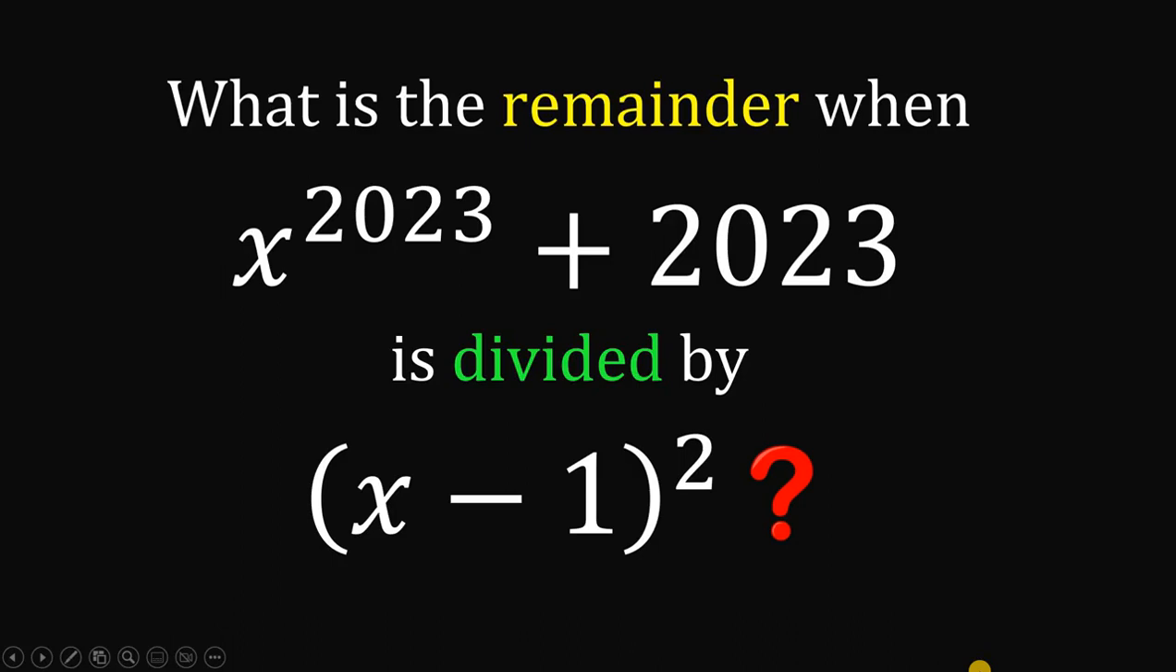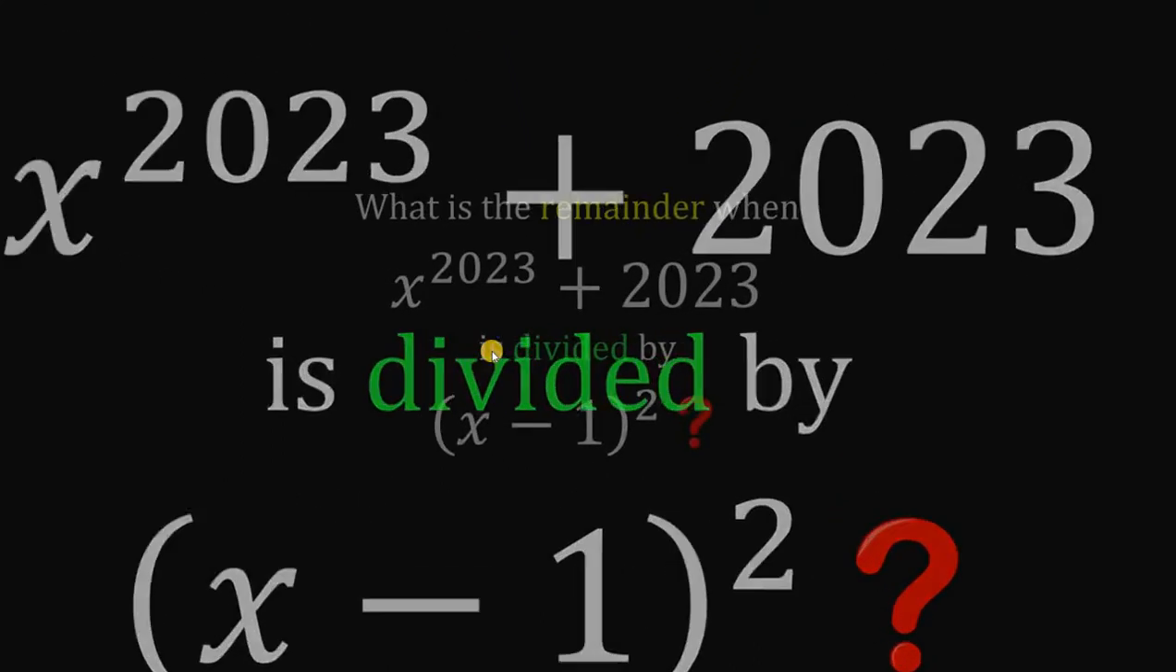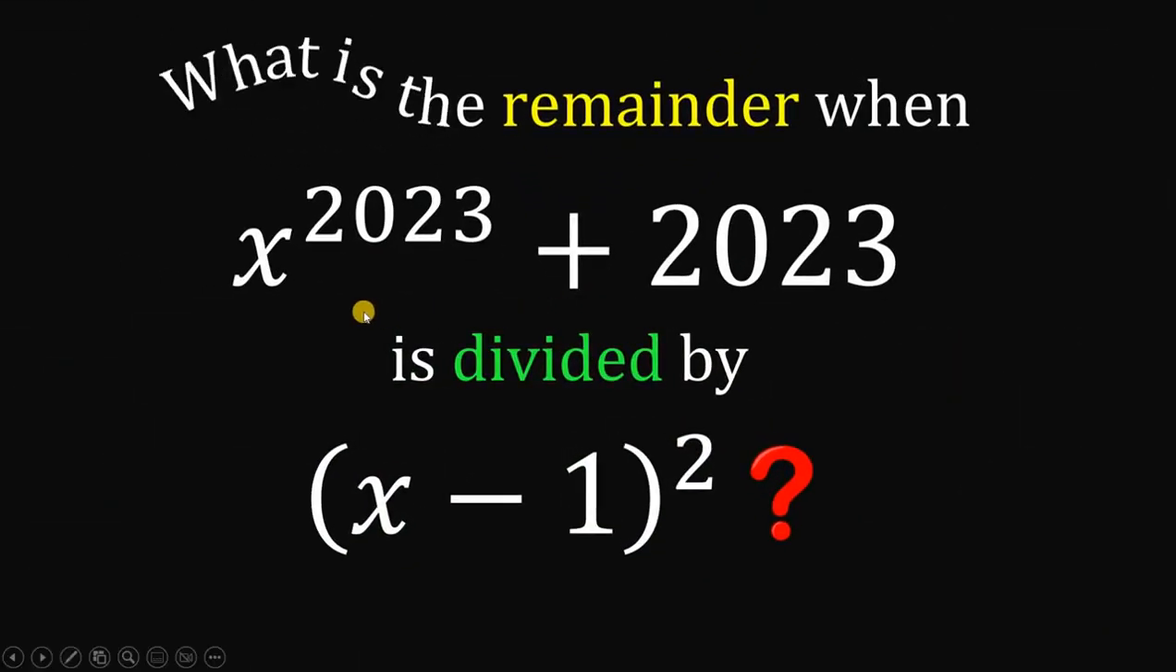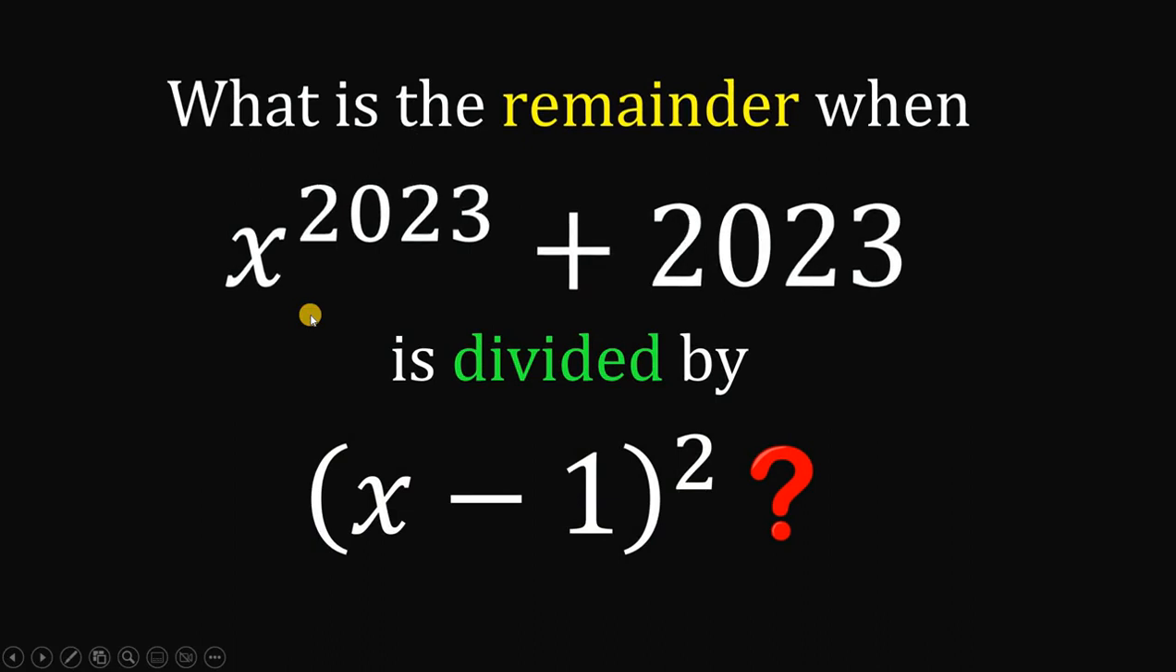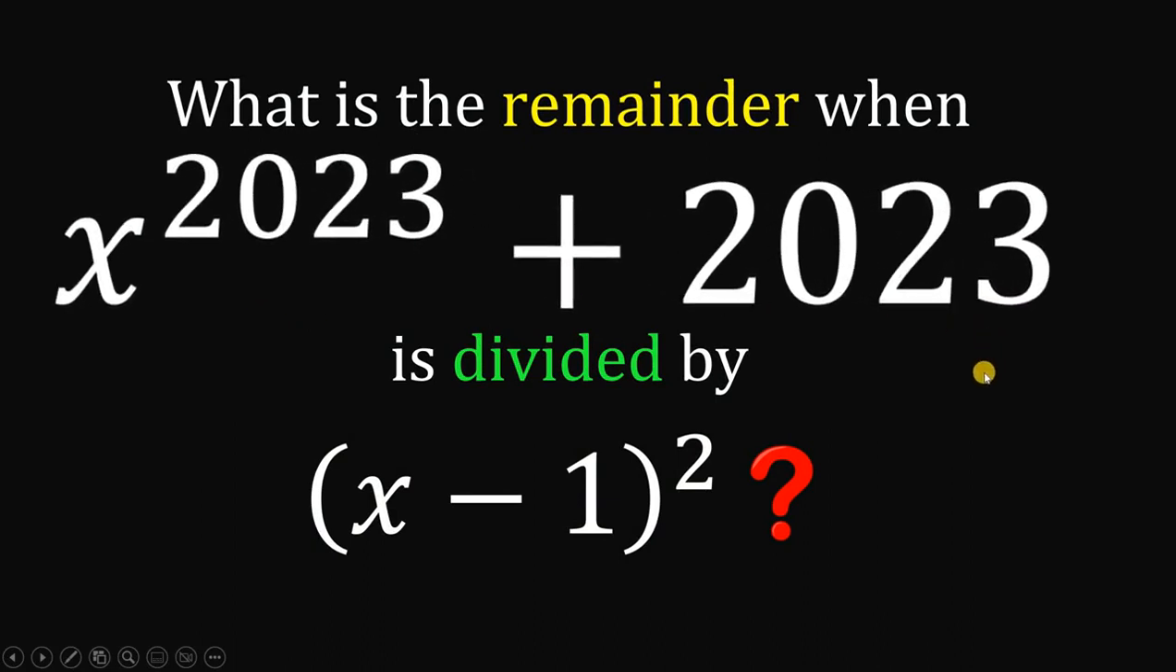This question was inspired by the 49th math wizard from the Philippines. And the question goes like this. What is the remainder when x raised to 2023 plus 2023 is divided by x minus 1 squared? You can pause this video if you want to give this problem a try.